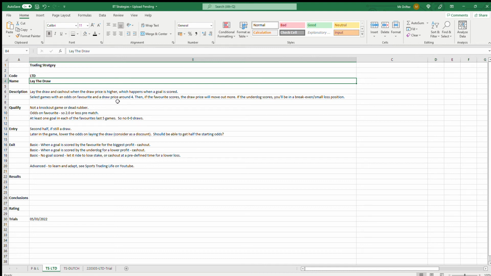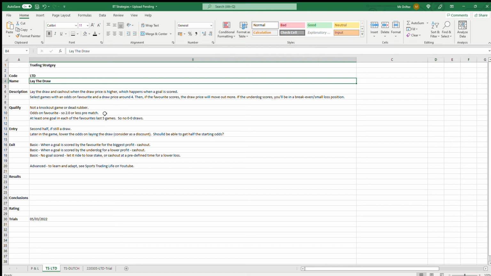when the draw price is higher, which happens when a goal is scored. So if a game's nil-nil, obviously every game starts nil-nil at the start. We're talking football again. I don't have that on here, which is a major omission, but I will put the sport and the market on. But for example, before a game starts, we'll just say for argument's sake, Liverpool versus Man United. It's 0-0 at the start.